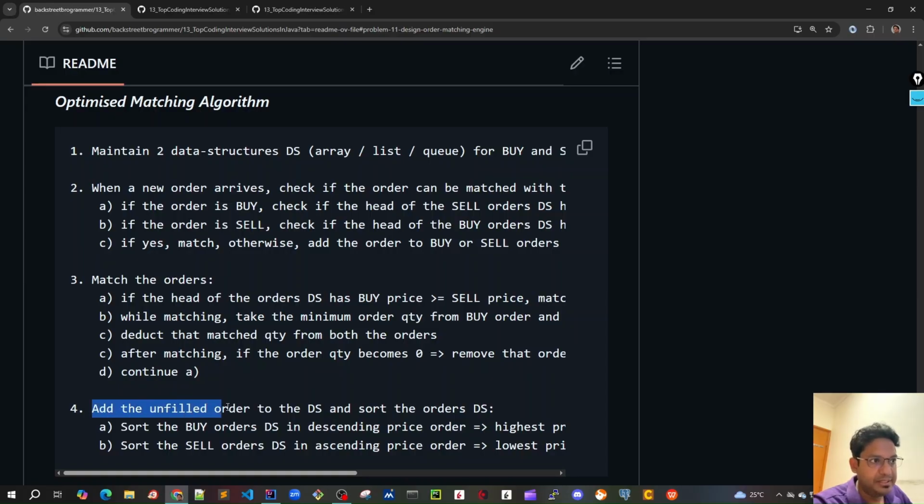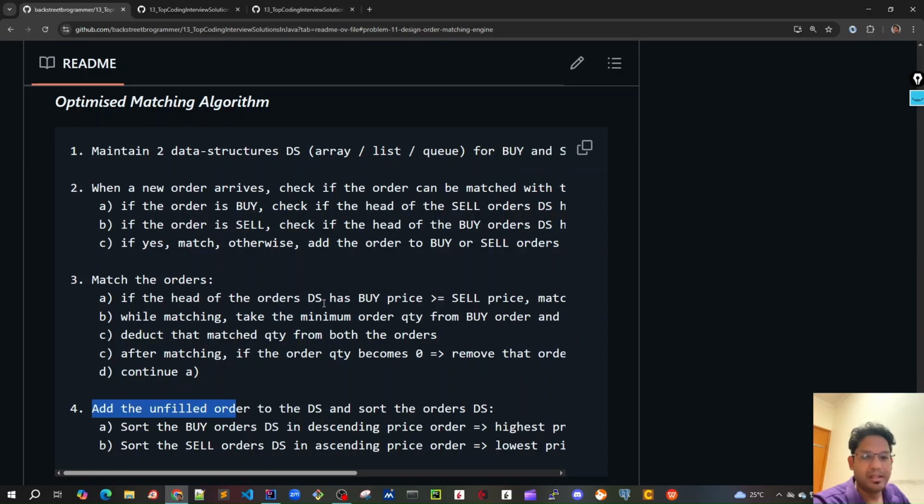This is a better optimization performance-wise, because every time we are not adding it unless there is some unfilled order to be added, and only then can we sort it later on. The sorting is what takes most of the time complexity. So that's why we want to avoid it until we are left with an unfilled order.